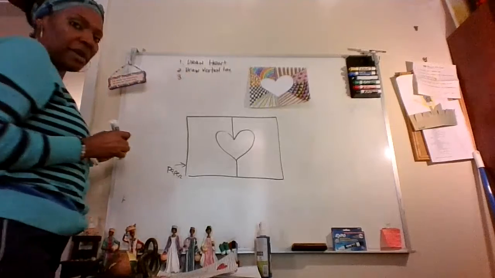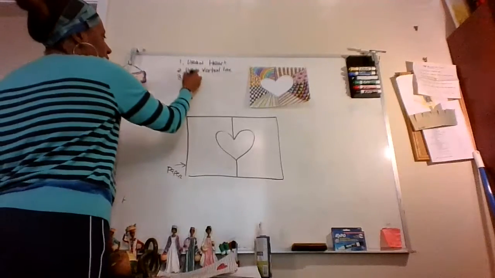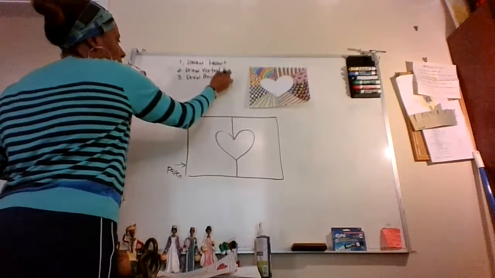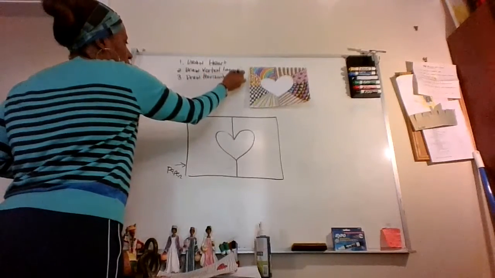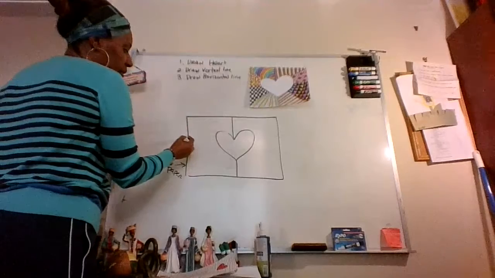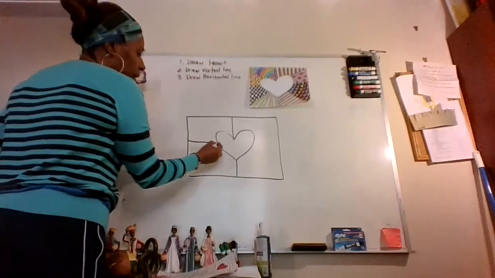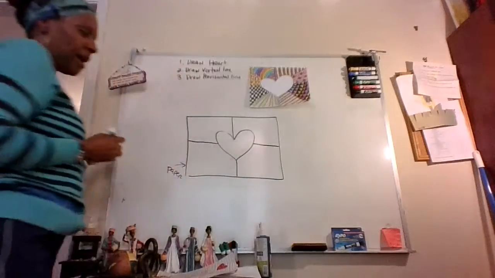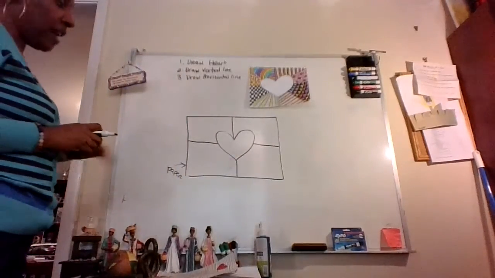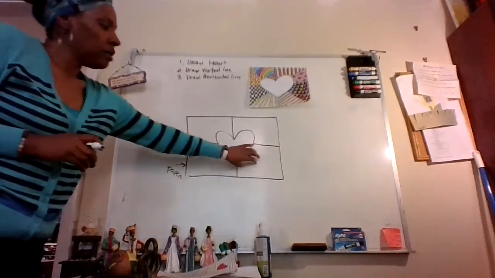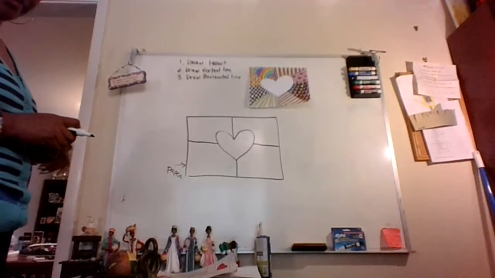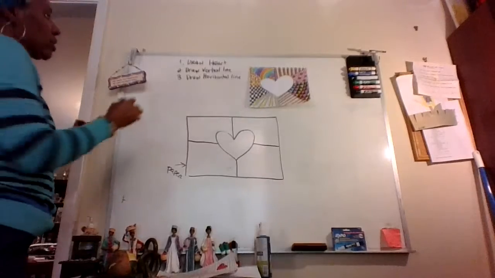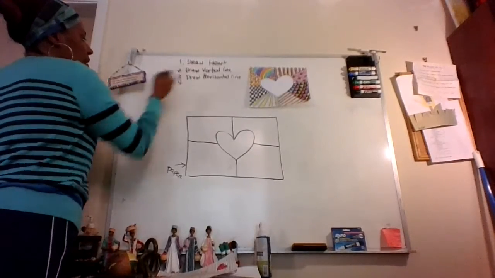The third step is going to be to draw a horizontal line. You're going to draw a horizontal line from the left side of your paper, skip the heart, and go to the right side of your paper. So now you've divided your background into 4 sections. While you're doing that, I'm going to write what your next step is going to be.